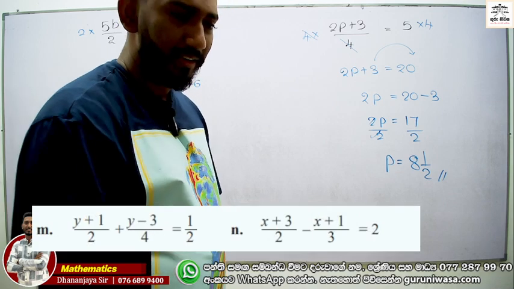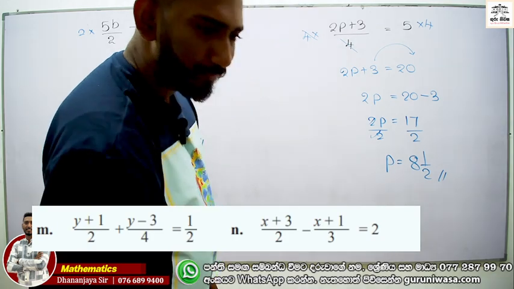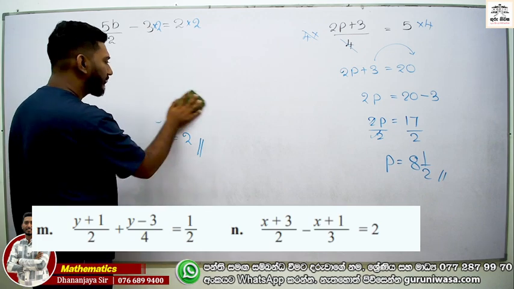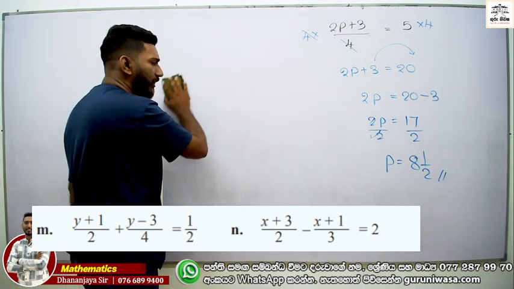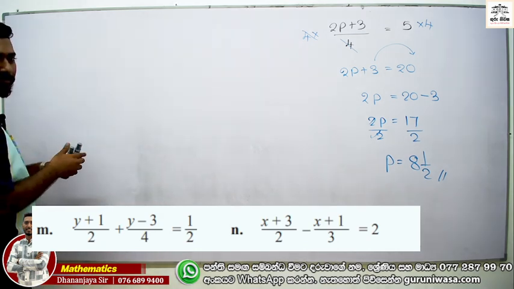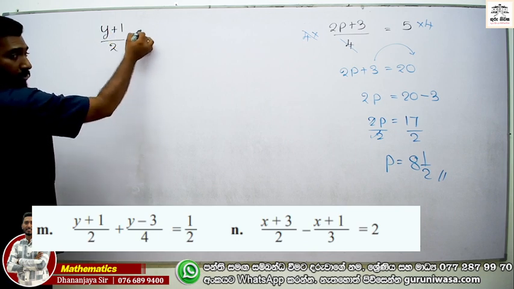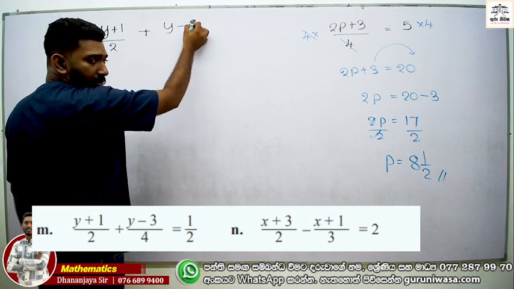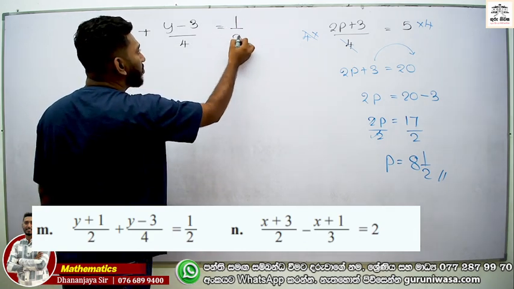Now this is a very very important part, right? Let's work this out with expressions. I'll do the first one and show you. This is with expressions. Now I'm going to do expressions like this. y plus 1 over 2 plus y minus 3 over 4 equals 1 over 2.